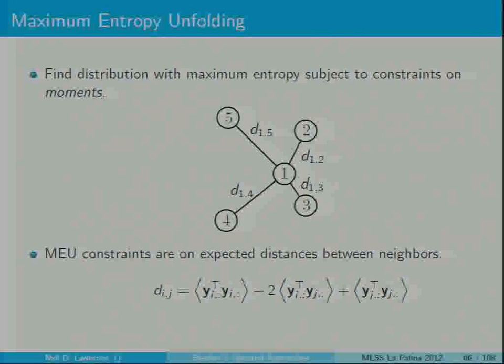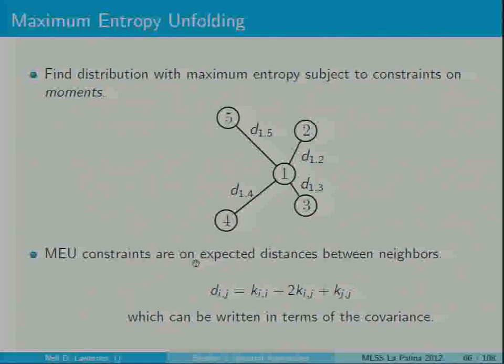I should pause at this point because it's kind of crucial. And I know, because I'm constrained for time, I've gone a little bit quicker than I'd really have liked over the last little bit. So we're going to look for a density such that when we sample from the density, the expected squared distance equals the observed squared distance.